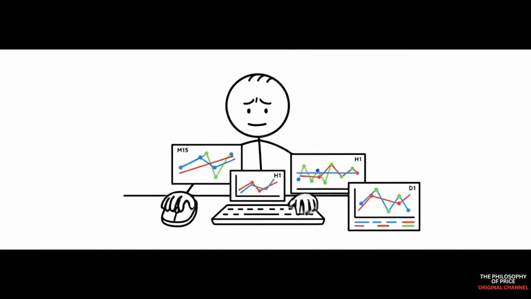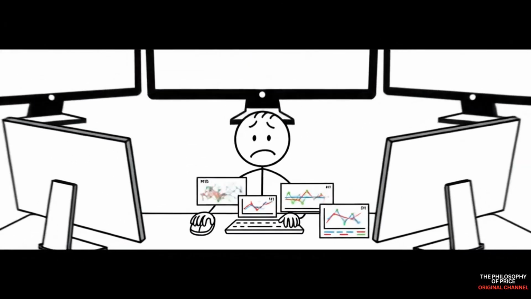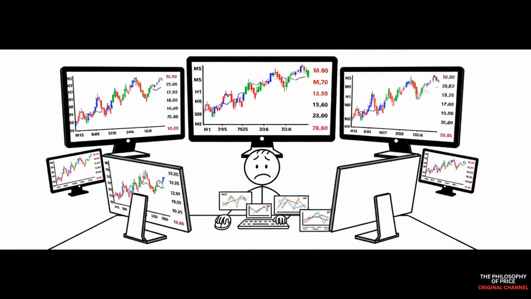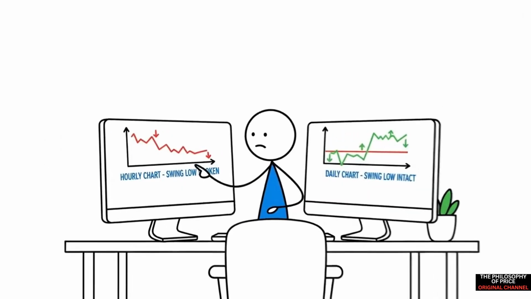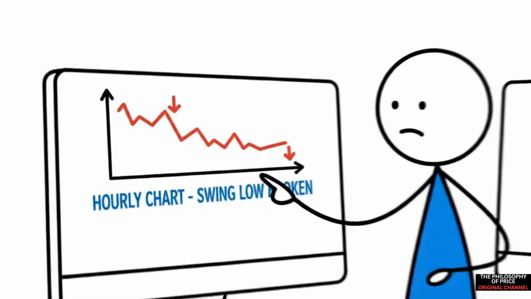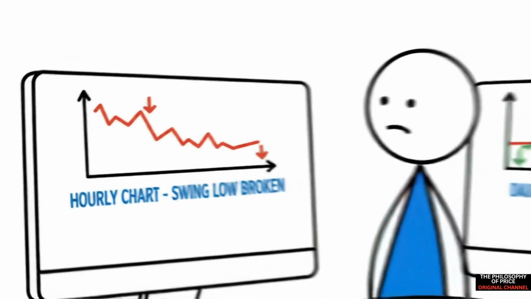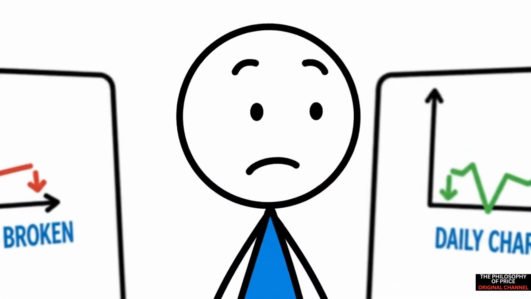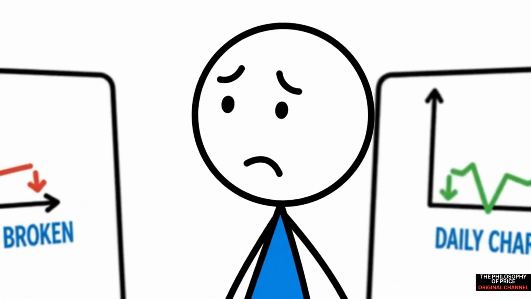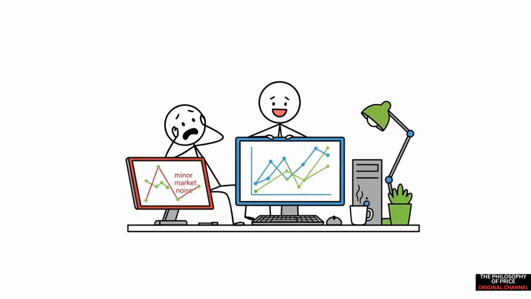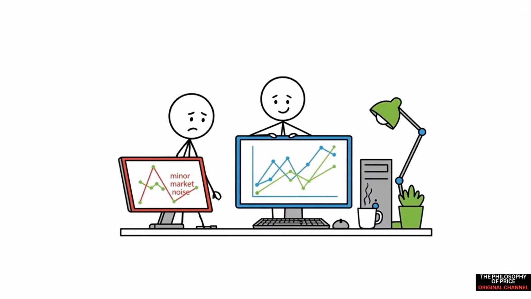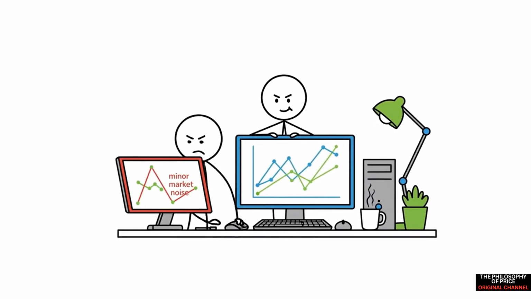Before you act on any perceived structural break, it is vital to determine the specific time frame on which this break occurred. For instance, if a swing low is broken on an hourly chart, but the daily swing lows remain intact, the overarching trend has not fundamentally changed. In such cases, you are likely observing minor market noise rather than a genuine trend reversal, so always verify the primary structure.